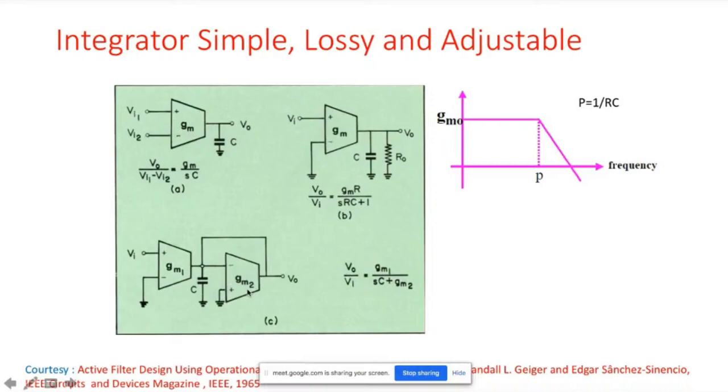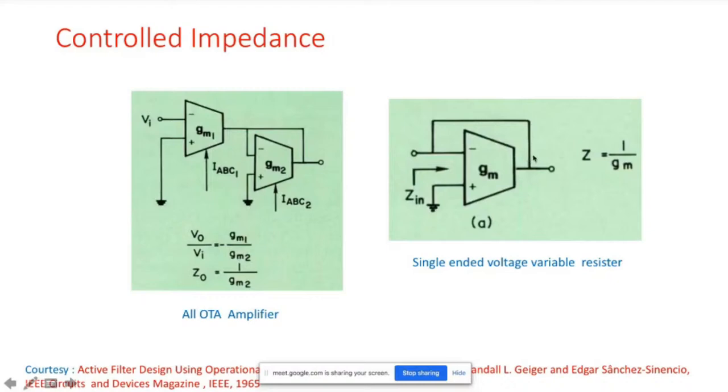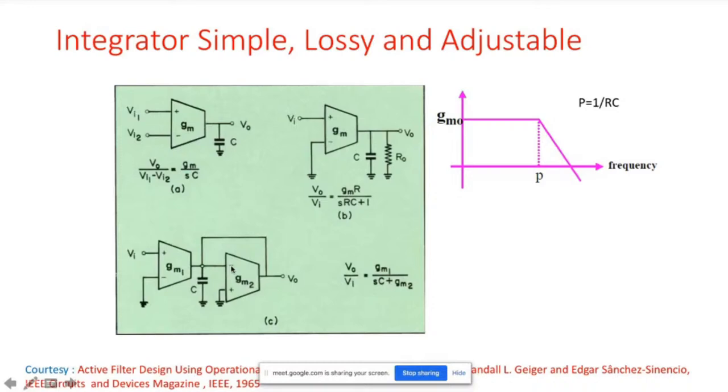Now, similarly, instead of having R, I can connect another GM. What you have seen in the previous slide is nothing but a resistance, so I can connect a GM, which will be seen as a resistance. I can directly replace the additional resistance, which is difficult to design on one chip, with another GM cell, which can be the same or different, and which will have the response like this.